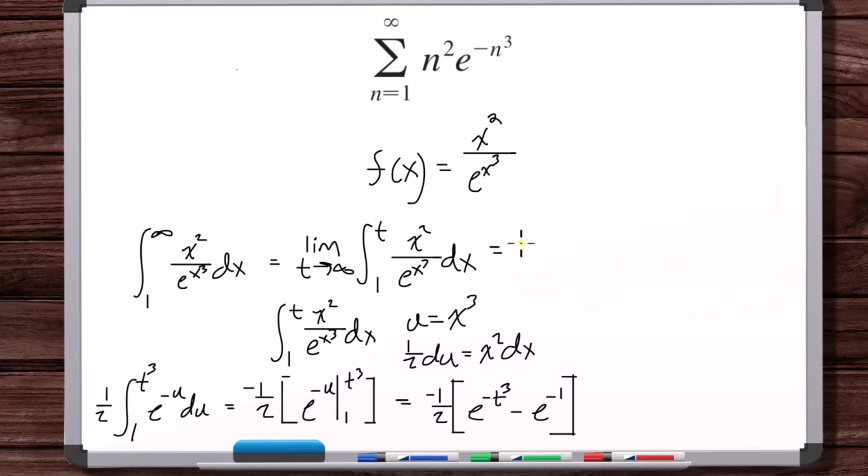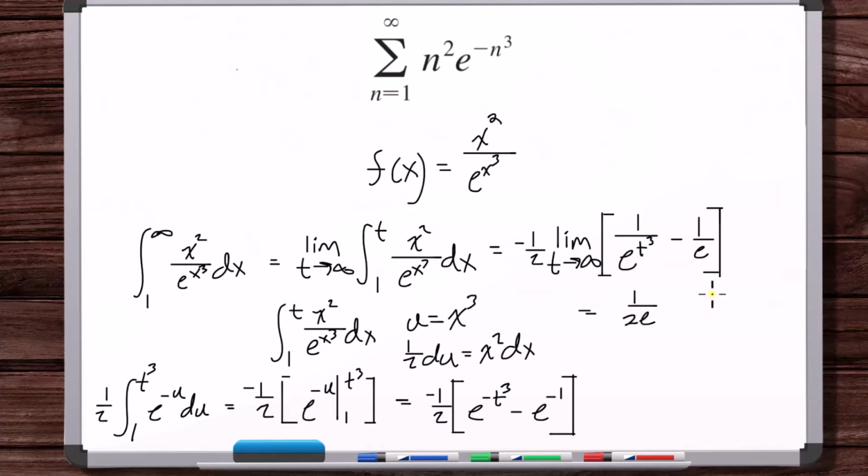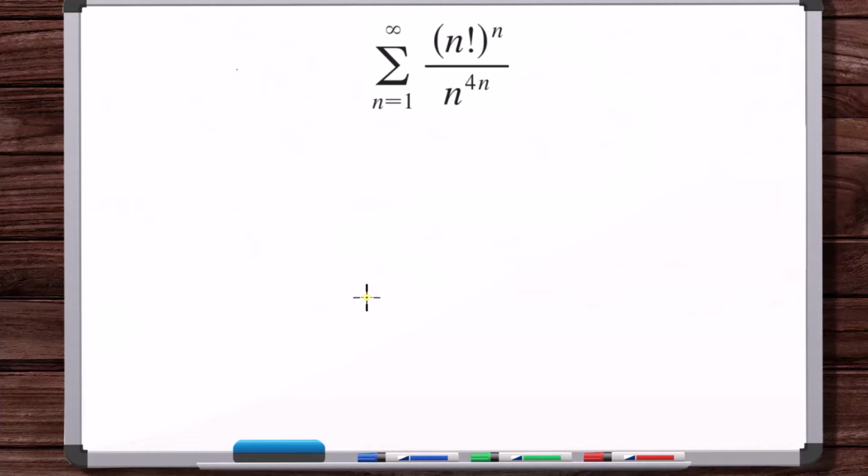Okay, so we could take out the minus 1/3, and we've got the limit as t approaches infinity of this. This goes to 0, and so this limit goes to 1 over 3e, and that means it's convergent. It converges, so this is convergent. Okay, so I look at this and I notice that you can rewrite it as a power of n.